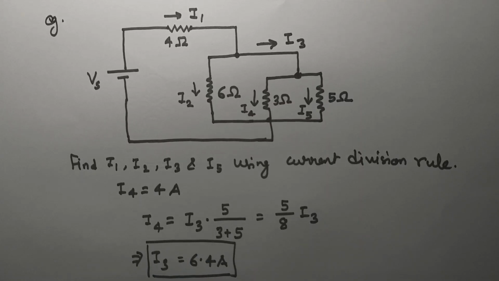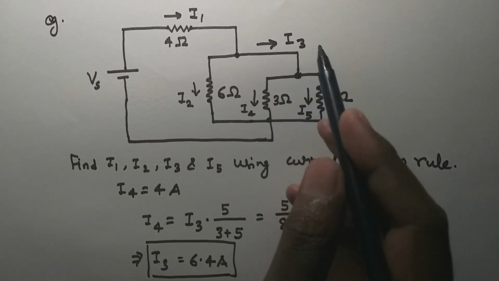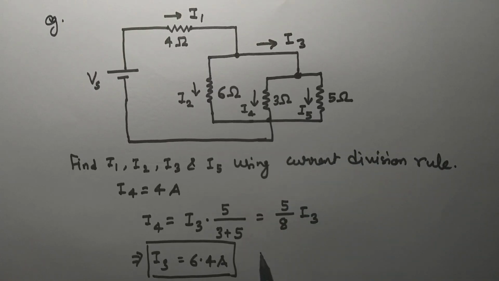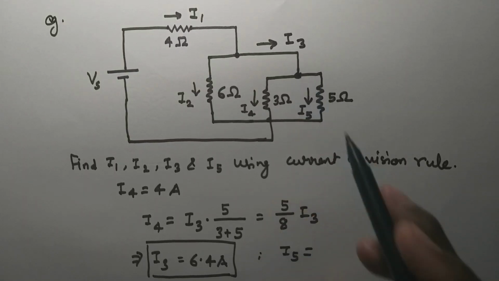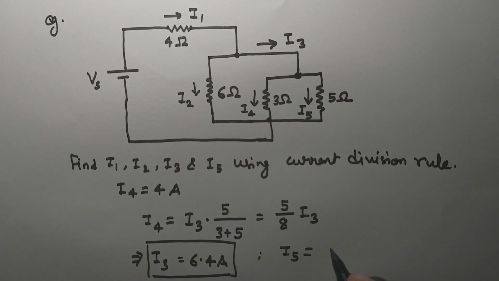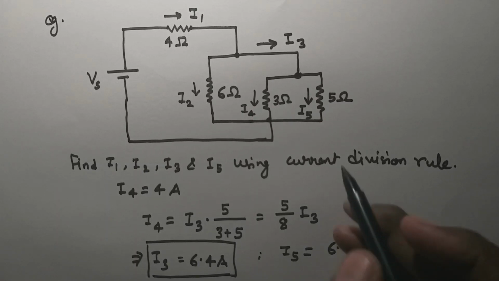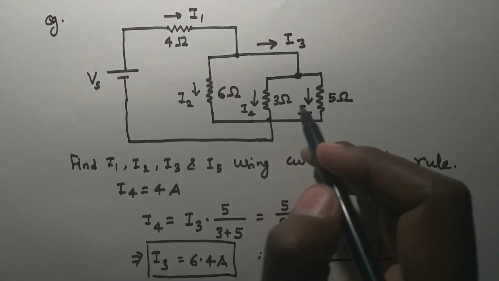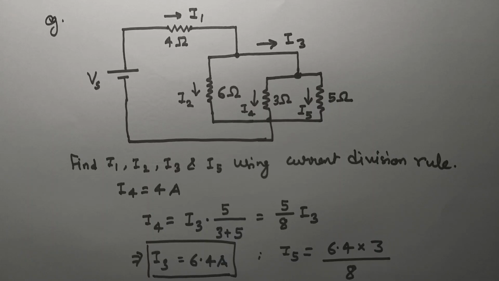This is I3. So once this I3 is known, we can find out I5. So I5 will be equal to total current I3, which is 6.4, into adjacent branch resistance, which is 3, divided by sum of both the resistances, which is 8. So it will be equal to 2.4 amperes.